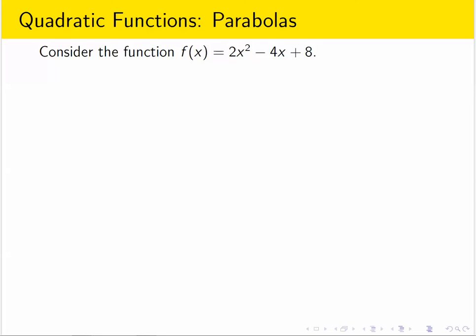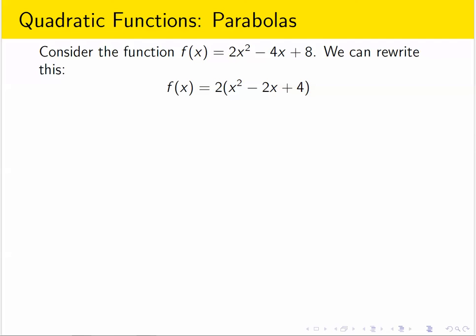In this video, we're going to come up with a formula for writing down the vertex of a parabola, the graph of a quadratic function. Consider this quadratic function, 2x squared minus 4x plus 8. I'm going to go through the sort of analysis we've done before in order to locate the vertex.